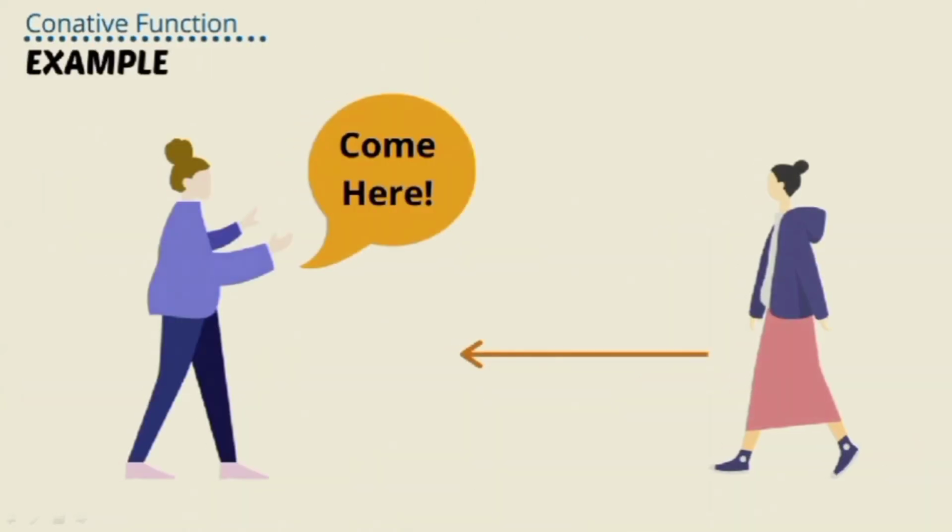For example, you say, "Come here," to your friends. The phrase is used to call your friend to come to you, so that your friend, who is the person who received the message and gets the conative function, will do an act to come closer to you.